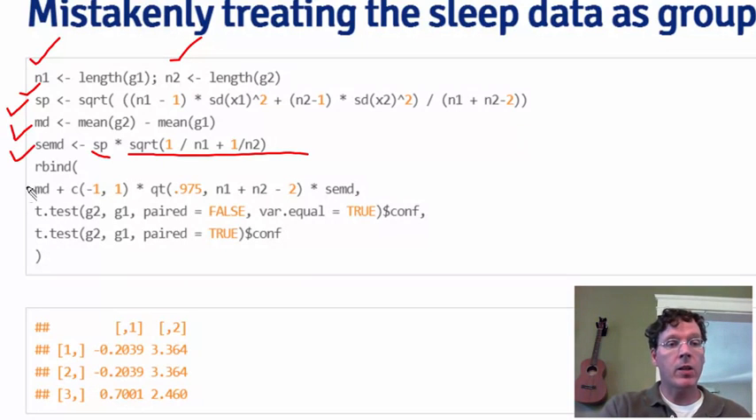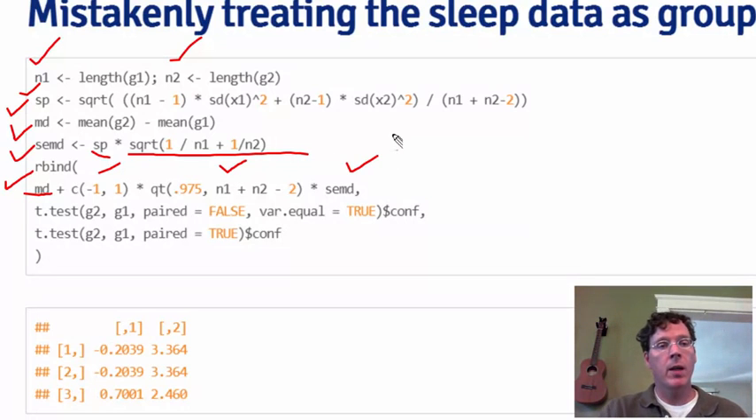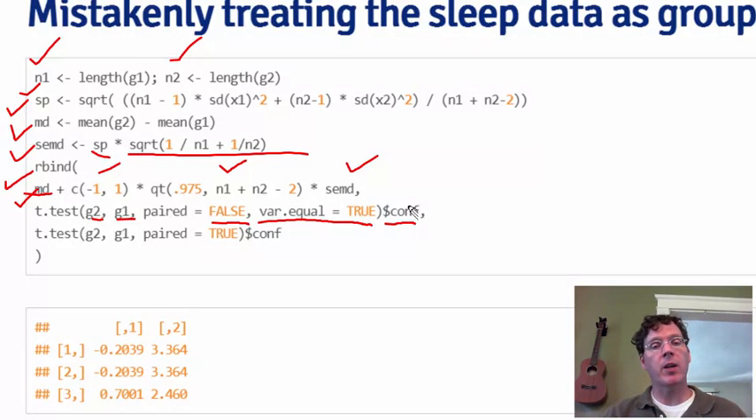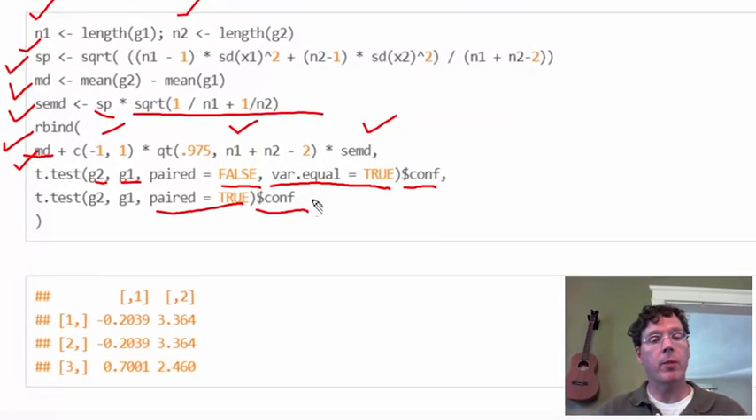Then I collect together my manual construction of the confidence interval, which takes the mean difference, adds and subtracts the t quantile times the standard error of the mean. Then I do t.test, and I give it the first vector and the second vector. I tell it paired equals false, and because I want the interval where I'm treating the variance in the two groups as equal, I do var.equal equals true, and then I grab the confidence interval part. Then I want to compare it to the instance where paired equals true, just to remind us that ignoring pairing can really mess things up, and I grab the confidence interval.